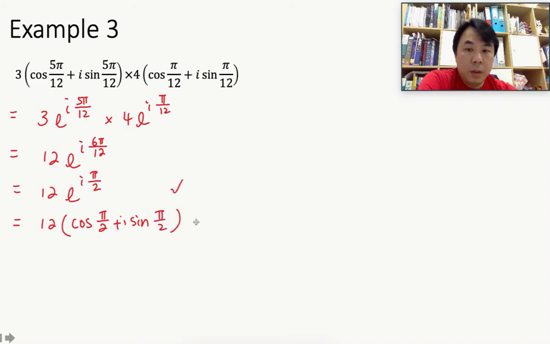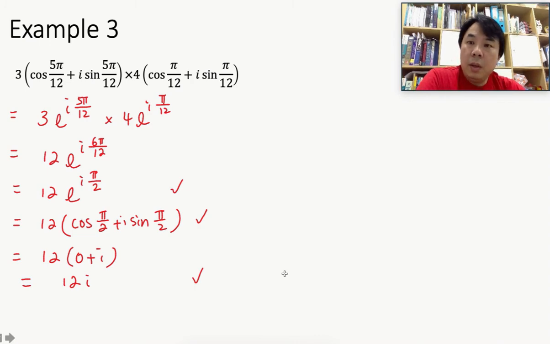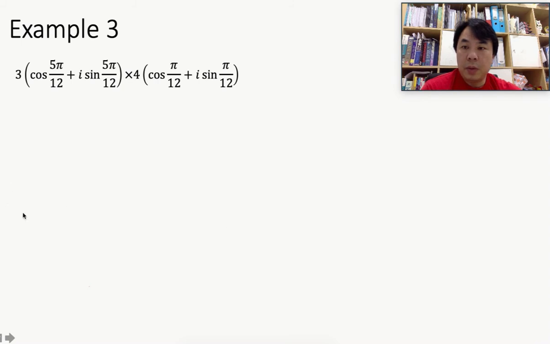Okay, now you can leave it here, or here, or in its Cartesian form. For instance, in this case, cosine 90 is 0, and then sine 90 is 1. And then indirectly, we have a 12i there. Or you can leave it in the Cartesian form. Now, I hope that is clear. We're going to explore 2 more examples under this example number 3. Right? Okay, next section. Let's look at what we have here.